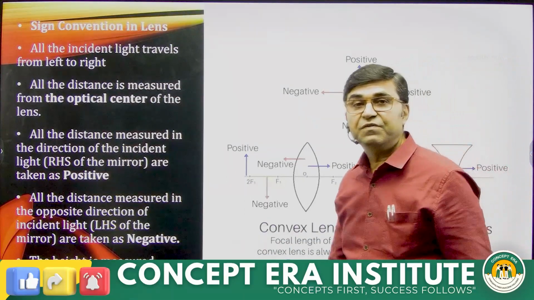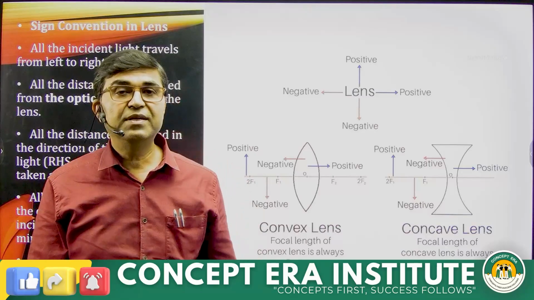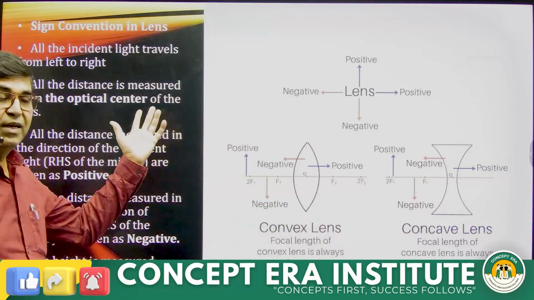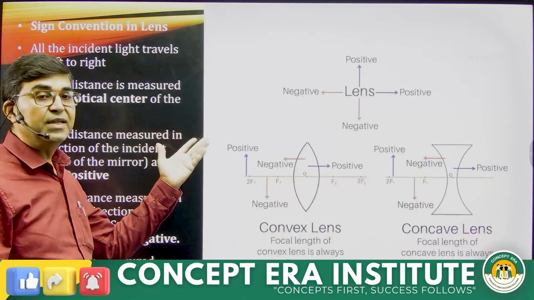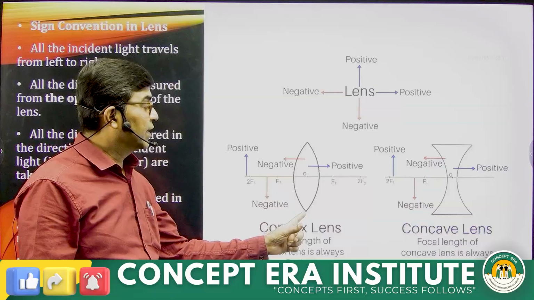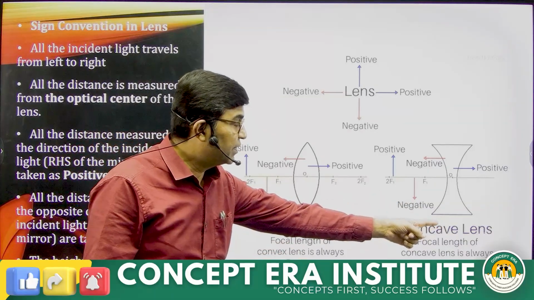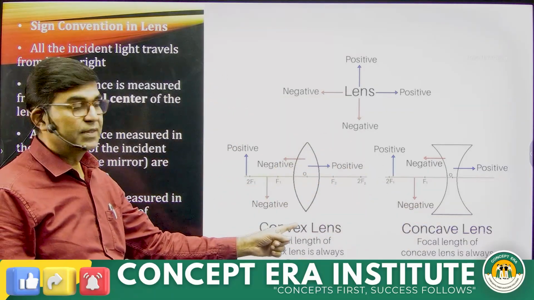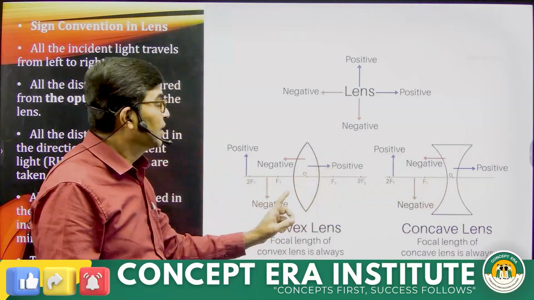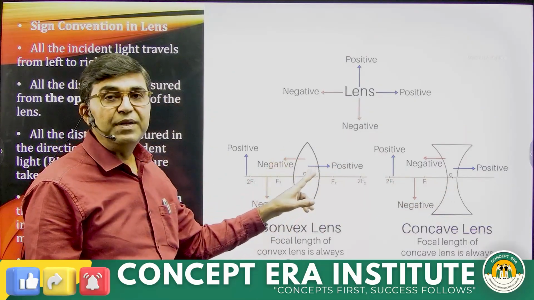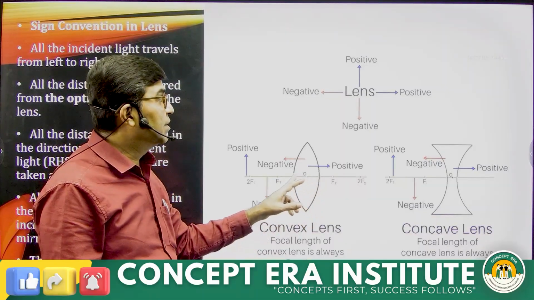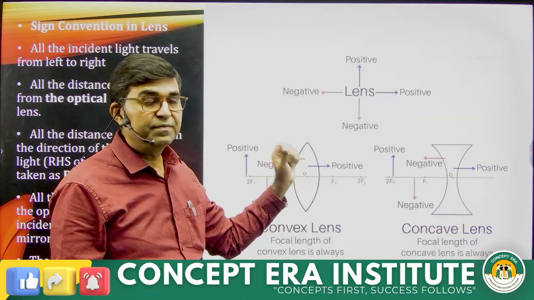There was some sign convention in the case of spherical mirrors. Similarly, almost the same rules apply to lenses also. The sign convention in the case of spherical lenses. Concave lens, this one, and convex lens, this one. Both have an optical center. Now this optical center plays the same role as the pole in case of mirrors, and that is the point of origin in a graph.